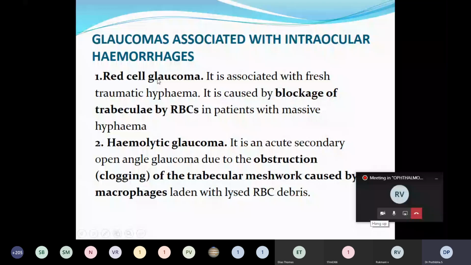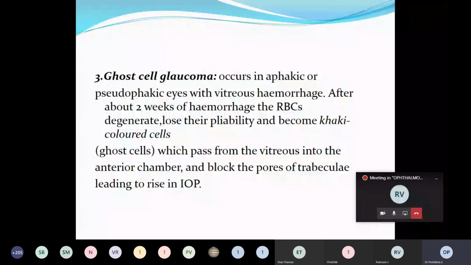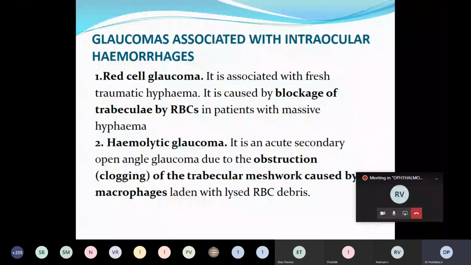There is one more entity, ghost cell glaucoma, which occurs in aphakic and pseudophakic eyes with vitreous hemorrhage. After about 2 weeks of hemorrhage, the RBCs degenerate. On degeneration, they lose their pliability and become khaki colored cells. So it is also called khaki cell glaucoma or ghost cell glaucoma, where cells pass from the vitreous into the anterior chamber and block the pores of the trabeculae, leading to raised IOP. So due to hemorrhage, there are three types of glaucoma: red cell glaucoma, hemolytic glaucoma, and ghost cell glaucoma.